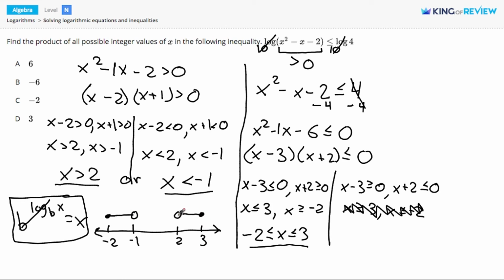We know we're looking for integer values of x. The only integer values included in these two intervals are negative 2 and 3. So if we want the product, that will be negative 2 times 3, or negative 6.